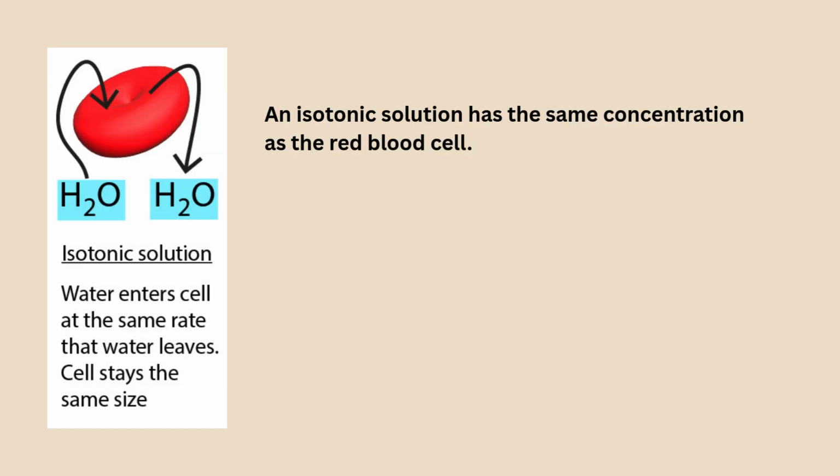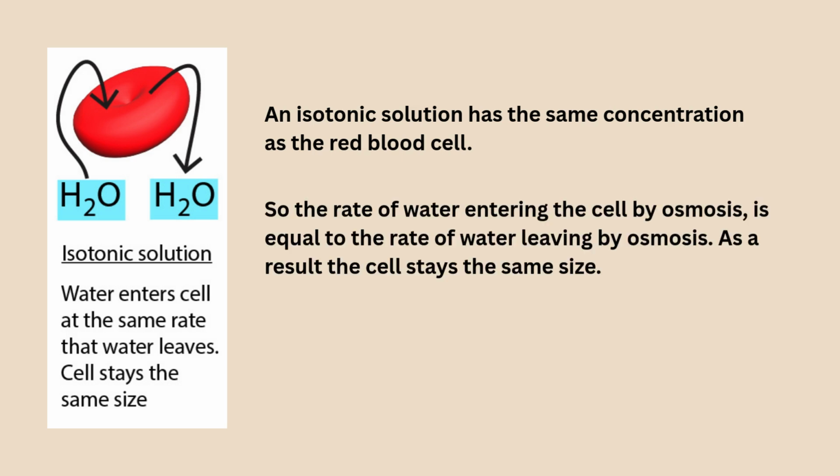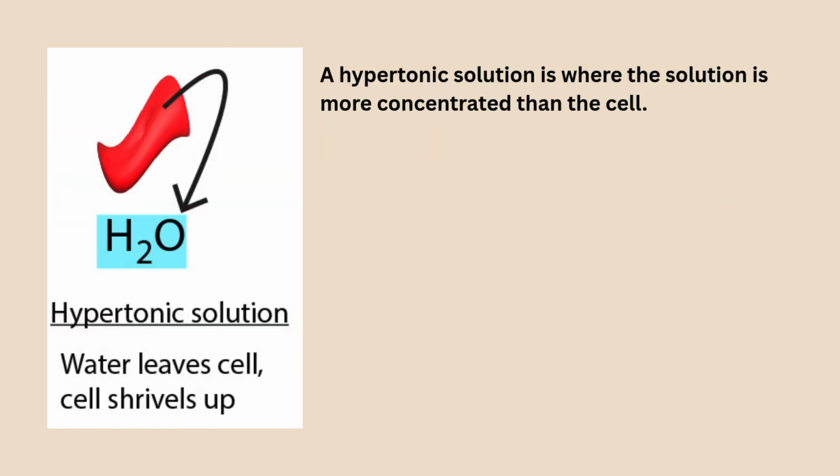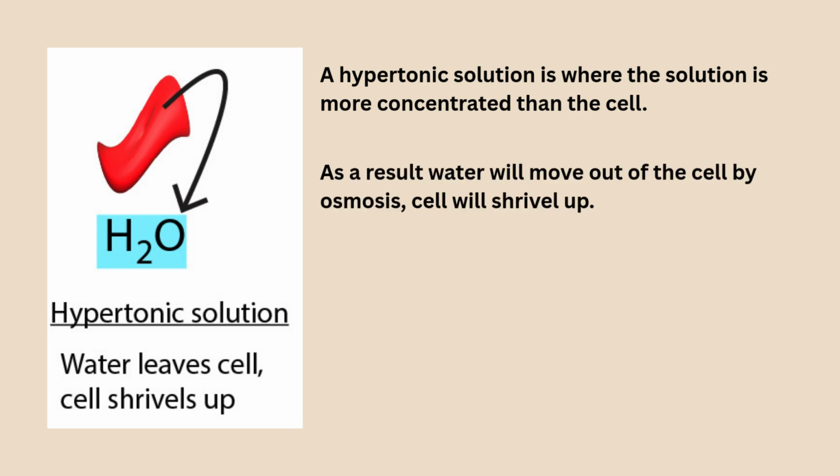An isotonic solution has the same concentration as the red blood cell, so the rate of water entering the cell by osmosis is equal to the rate of water leaving the cell by osmosis, and as a result the cell stays the same size. A hypertonic solution is where the solution is more concentrated than the cell. So when an animal cell is placed into a hypertonic solution, water will move out of the cell by osmosis and the cell will shrivel up.